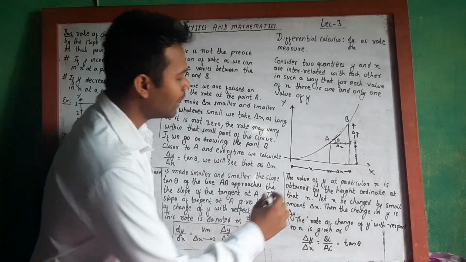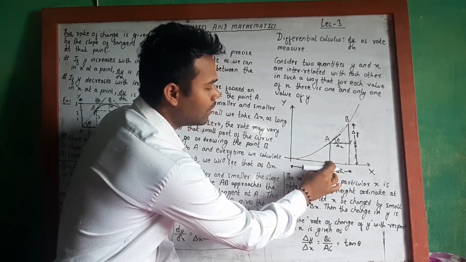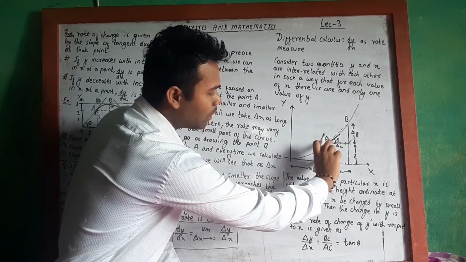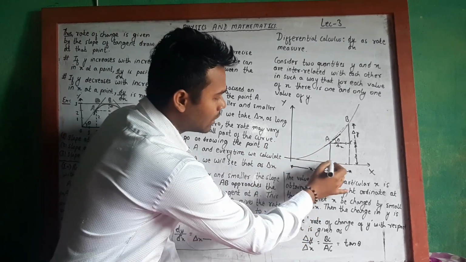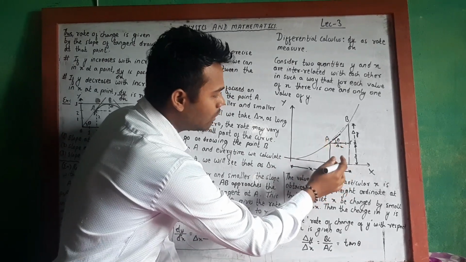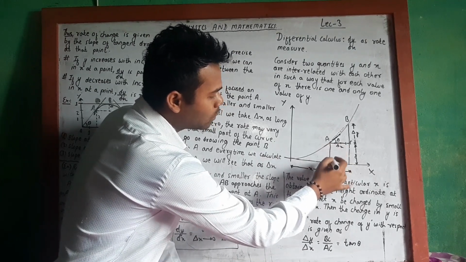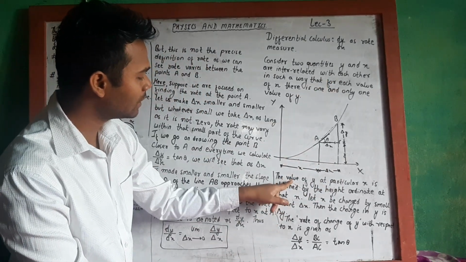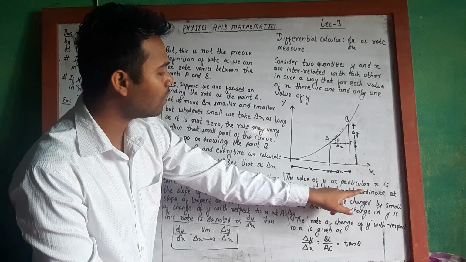Now for each value of x, we will find the corresponding value of y with the help of the height of the ordinate at that point. Suppose at this point, here the x coordinate is x, the value of y can be found with the help of the height of the ordinate from A to the x-axis at the point x. The value of y at a particular x is obtained by the height of the ordinate at that x.